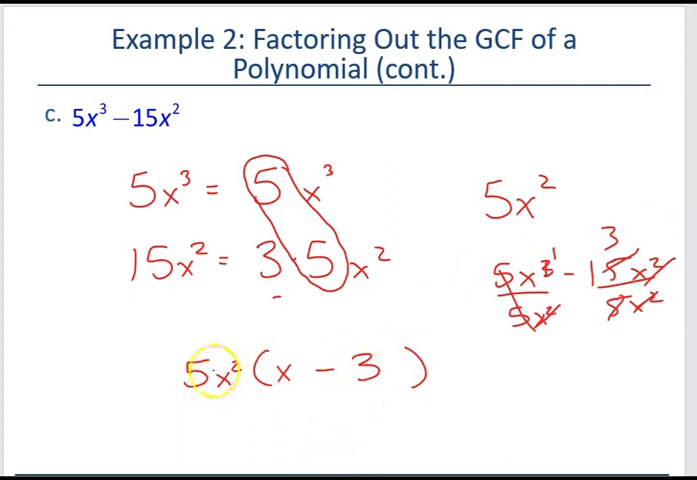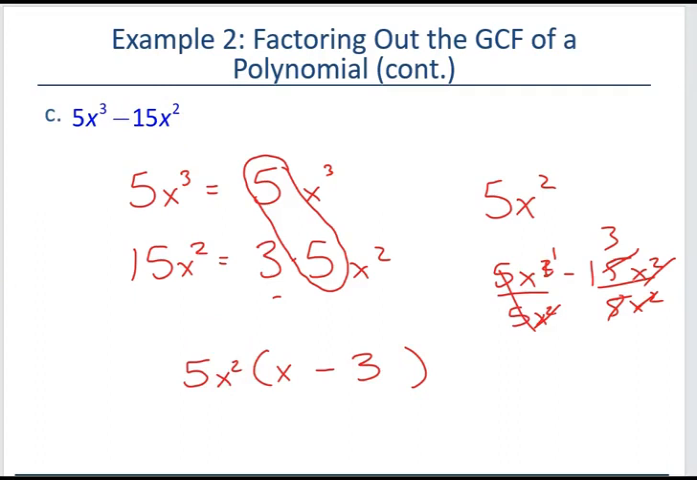Now, if I decide to distribute this back, notice 5x squared times x is going to be 5x to the third, which is what we originally had. And then 5x squared multiplied by that negative 3 is going to be negative 15x squared. And so this works out.